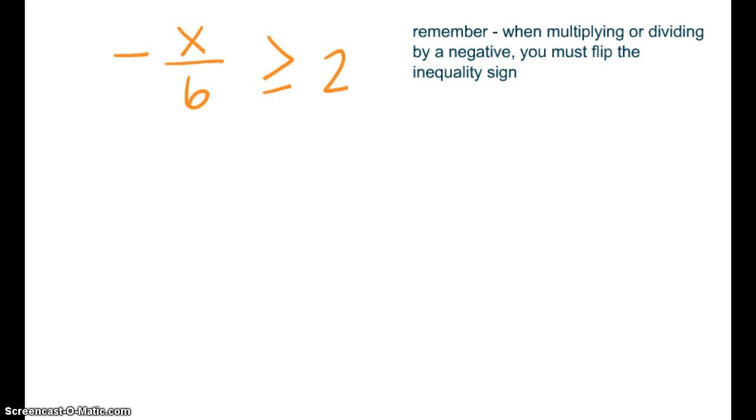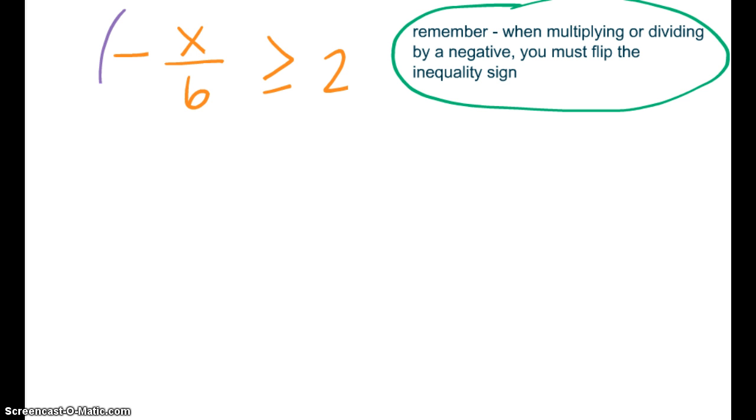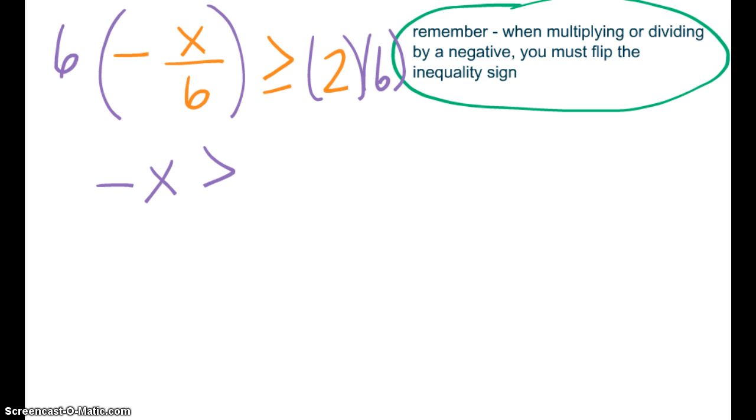Now I want you to write this inequality down, and I want you to solve it. But I put the little note over here. Remember, when you are multiplying or dividing by a negative, you have to flip the inequality sign. Okay, so let's solve this. There are a couple of ways that you can do it. So we have negative x over 6 is greater than or equal to 2. So I'm going to multiply both sides by 6, and I'm left with negative x is greater than or equal to 12.